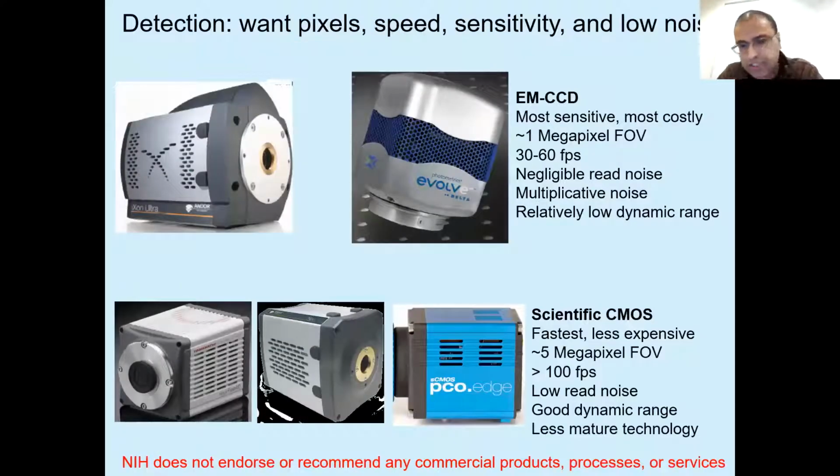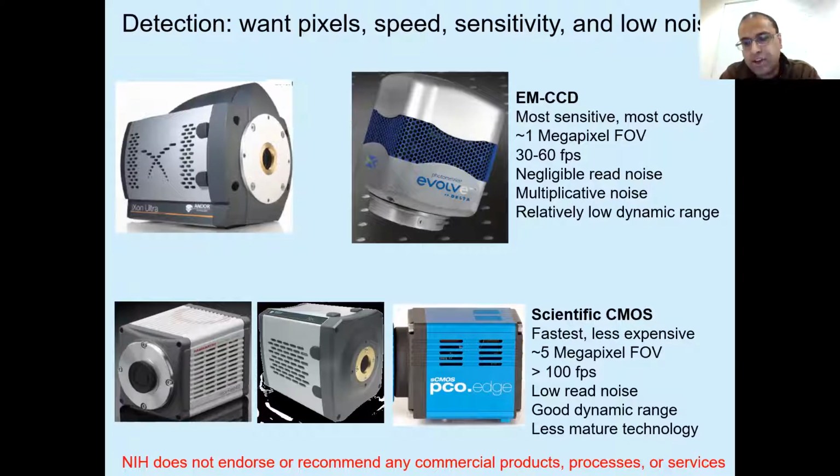Detection. You typically detect with an area detector, unlike a point scanning confocal microscope. And so you would use a high-speed camera. In the old days, everybody used EMCCD cameras, so-called electron multiplying CCDs. These are the most sensitive detectors because you can beat the read noise of the detector by amplifying the signal before you read out. It's also a more mature technique, and these are more costly detectors.